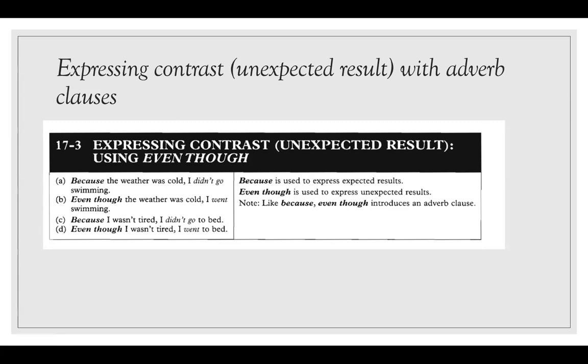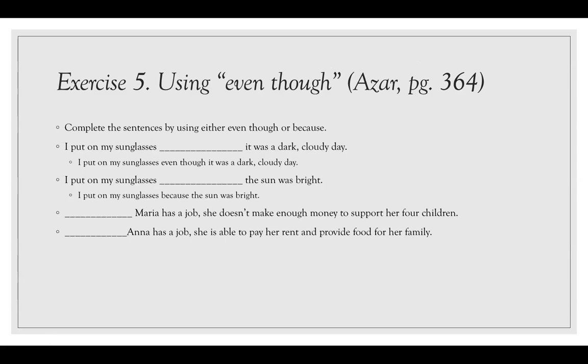That's unexpected. Because I wasn't tired, I didn't go to bed. So that makes sense. Expected result. Even though I wasn't tired, I went to bed. So we use even though to express something that's unexpected. So that's an adverb clause, basically. Anything that's introduced with these words is a dependent clause that depends on an independent clause to communicate meaning, or contrasting ideas in this case.